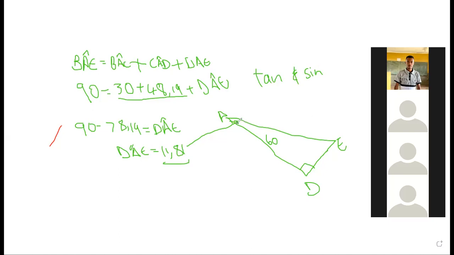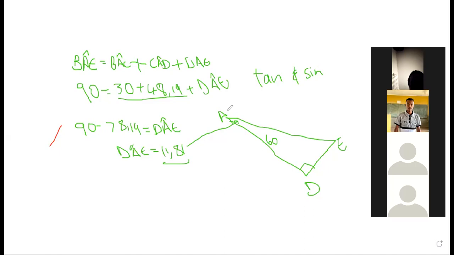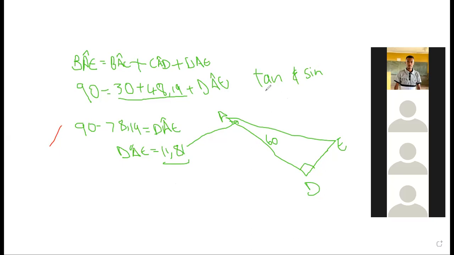What is AD? AD in terms of A, is it opposite, is it hypotenuse, or is it adjacent side? It's the adjacent side. So which ratio am I taking between tangent and sine? Tan. Tangent. So I'm going to say tan 11,81.